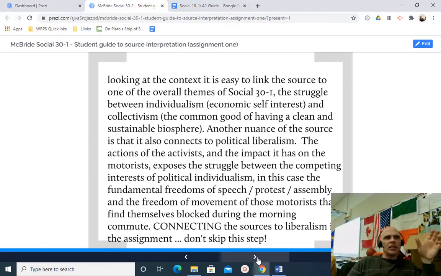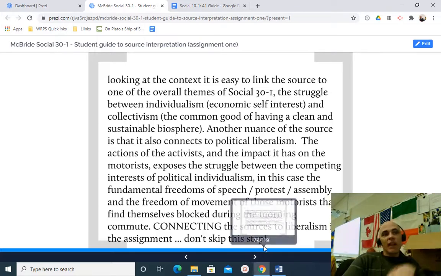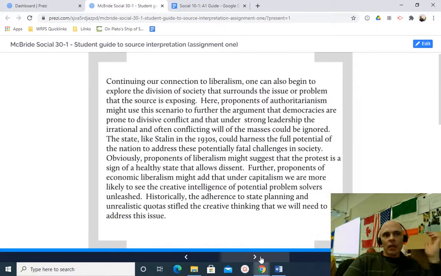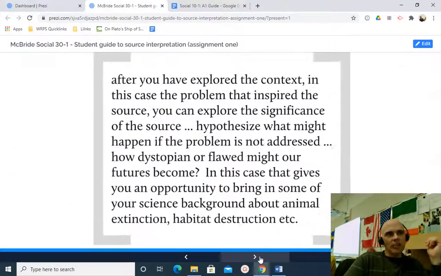Looking at the context, it is easy to link the source to one of the overall themes of 31, the struggle between individualism, economic self-interest, and collectivism, the common good of having a clean and sustainable biosphere. Another nuance of the source is that it also connects to political liberalism. The actions of the activists, and the impact it has on the motorists, exposes the struggle between the competing interests of political individualism and, in this case, the fundamental freedoms of speech, protest, assembly, and the freedom of movement of those motorists that are being inconvenienced by the protest. So, boom, and then you find some evidence, you talk about the proponents, same steps, right?